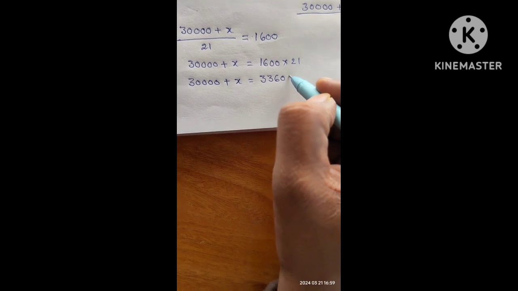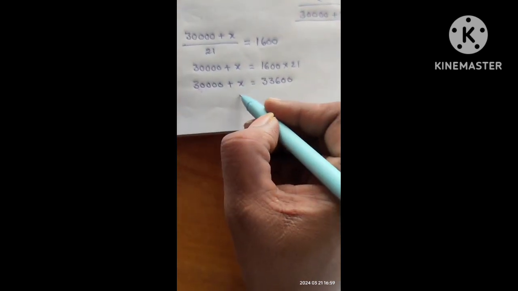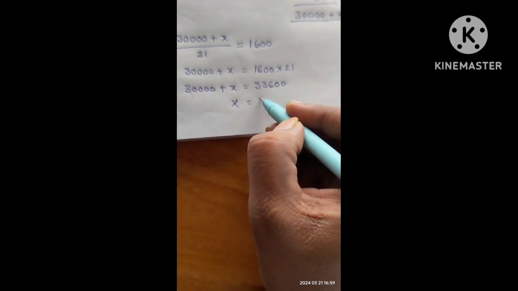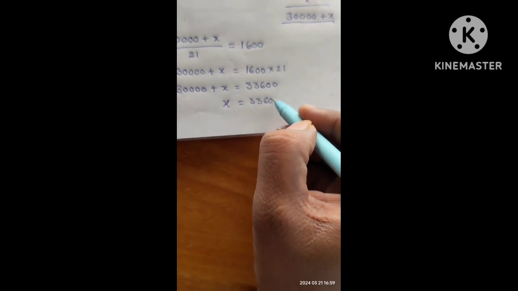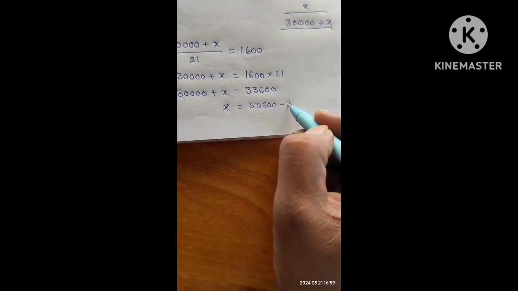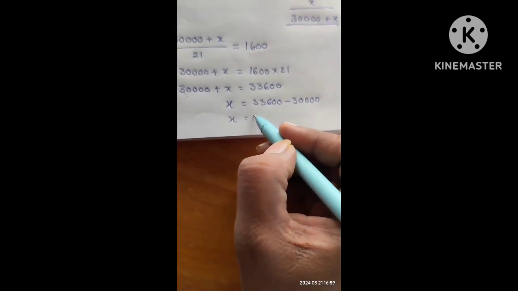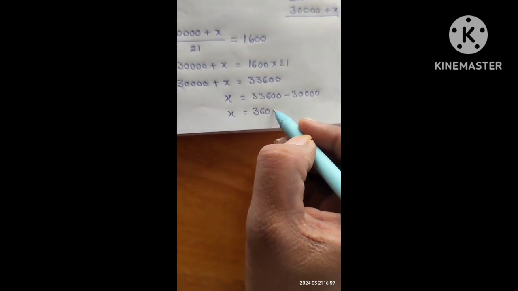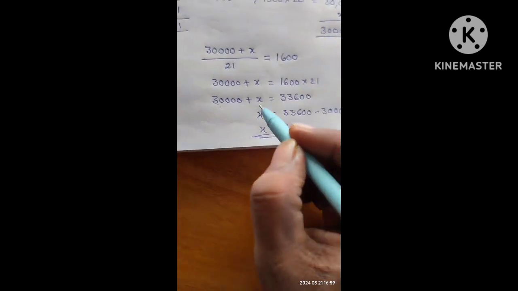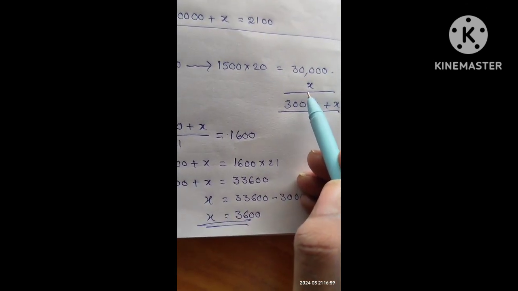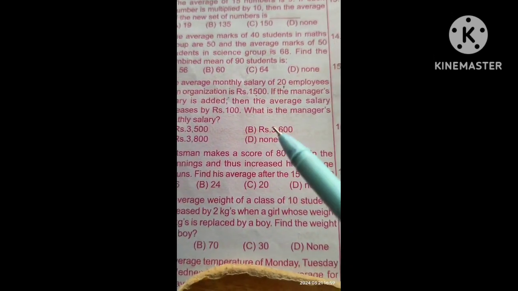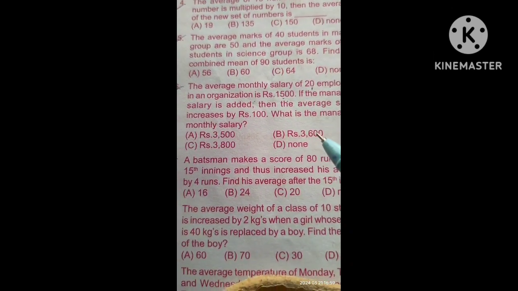By multiplying it, 30,000 plus x is equal to 33,600. Now transposing it, x is equal to 33,600 minus 30,000. Then x is equal to 3,600. x means the salary of the manager. So the salary of the manager is 3,600. That is it.